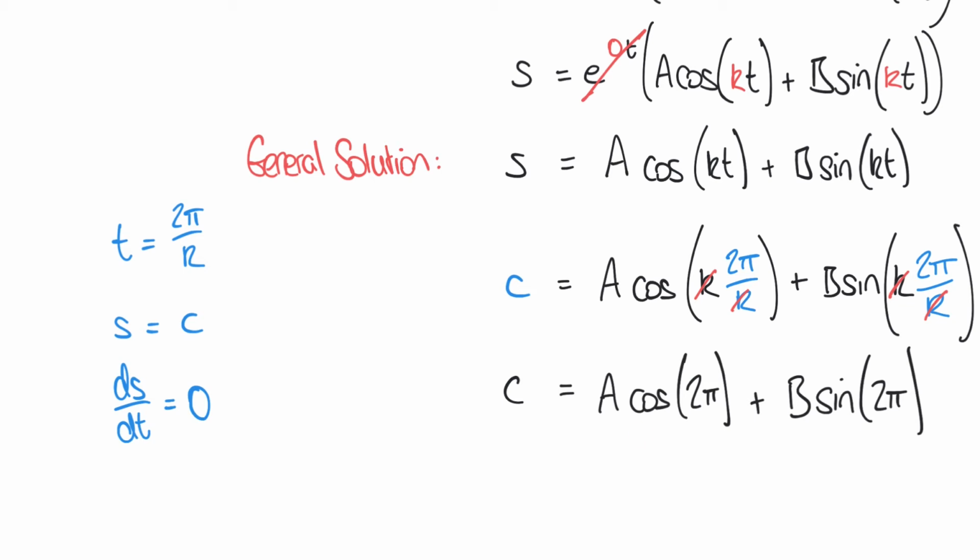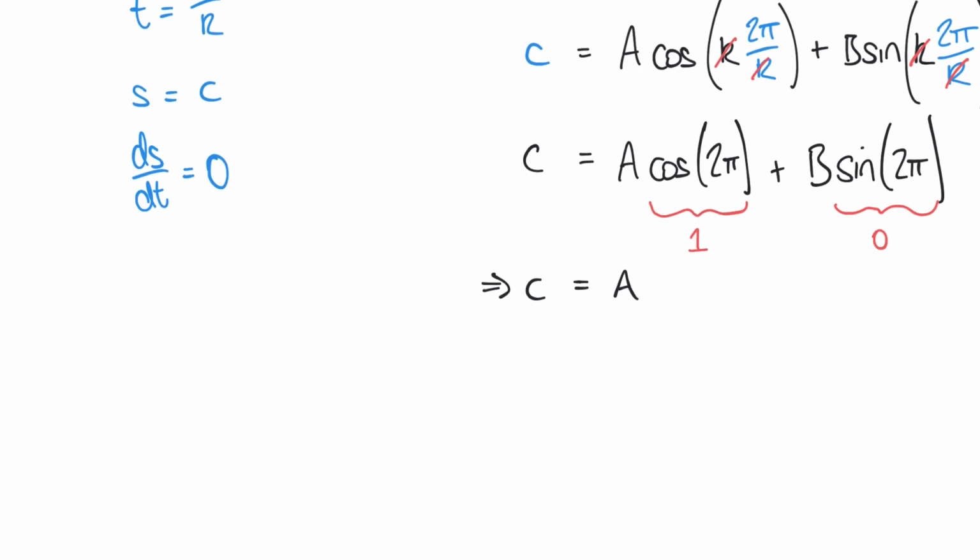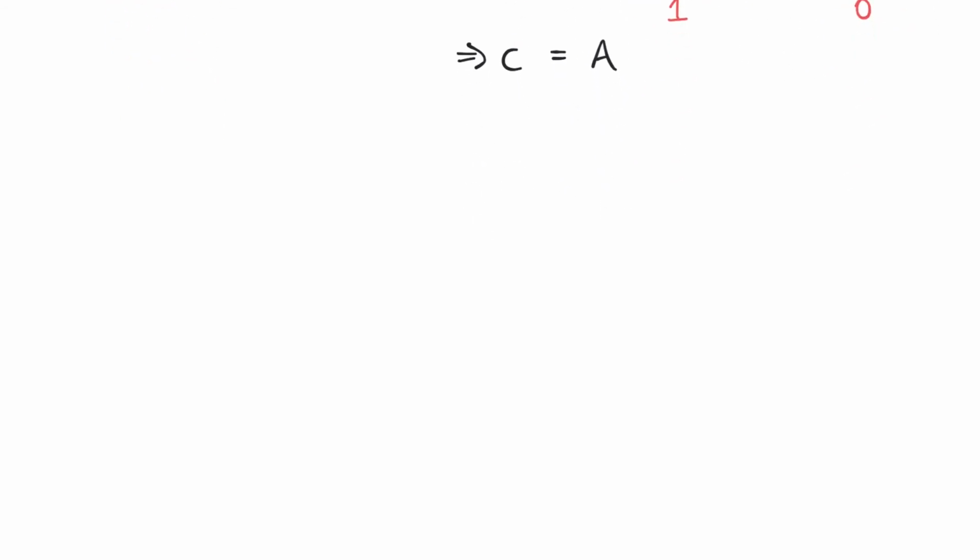We have arguments of 2 pi for cos and sine, and we know that sine of 2 pi is equal to 0 and cos of 2 pi is equal to 1, providing we're working in radians. And so this simplifies down to simply c equals a, or a being equal to c. So here we've solved for one of our unknown constants, a, but to find the value of the other, b, we have to differentiate our general solution, as we saw in the previous video as well.